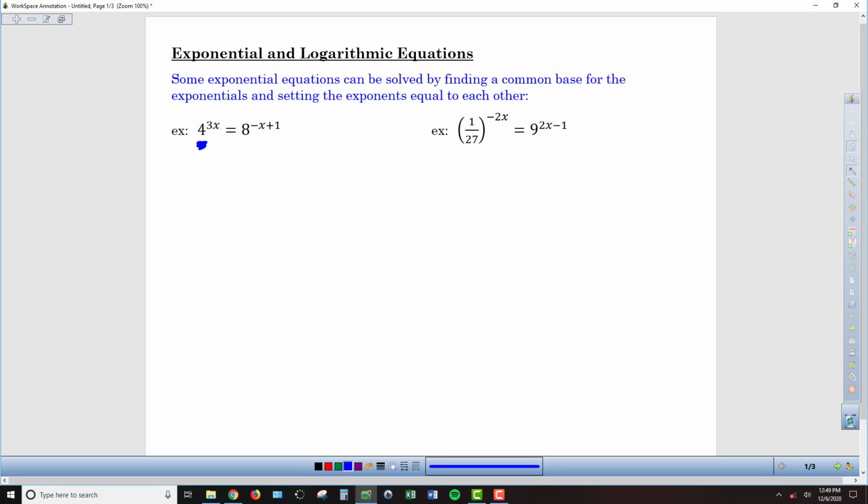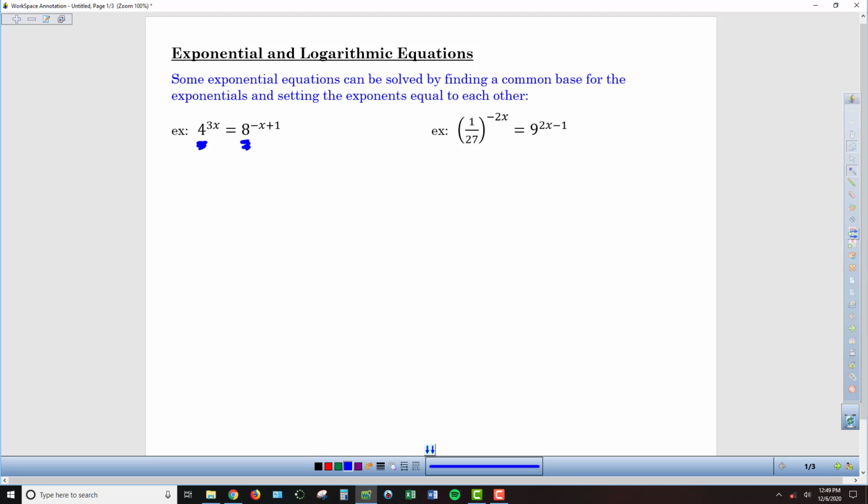So for the first one, our two bases are 4 and 8. If we can somehow make those two bases the same, then we would be able to just set the exponents equal to each other. So 8 is not a power of 4, but those are both powers of 2.